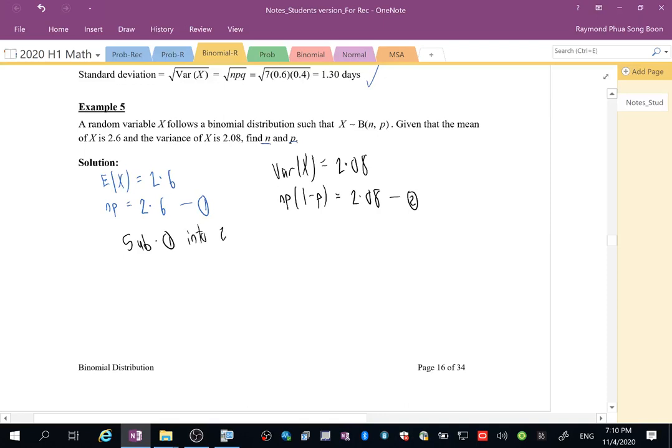So one way will be to sub equation 1 into equation 2. So n times p, we know it's 2.6 from equation 1. Alright, so we just replace np by 2.6 in equation 2. And we can easily solve for the value of p to be 0.2. Okay, once we have solved for the value of p, we can easily solve for the value of n. So just sub p equals 0.2 into equation 1.